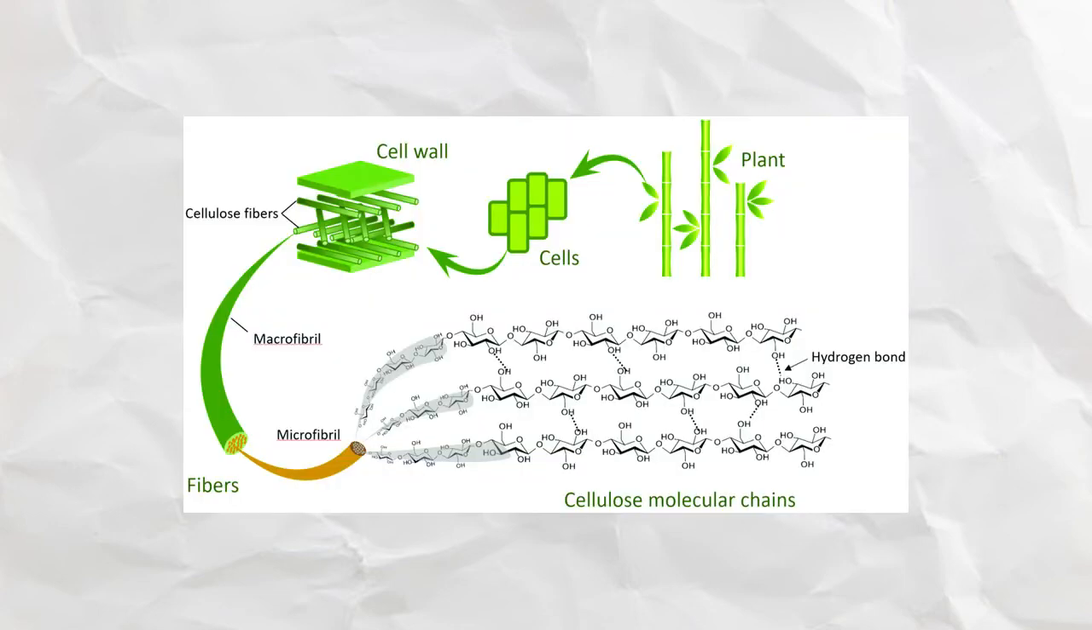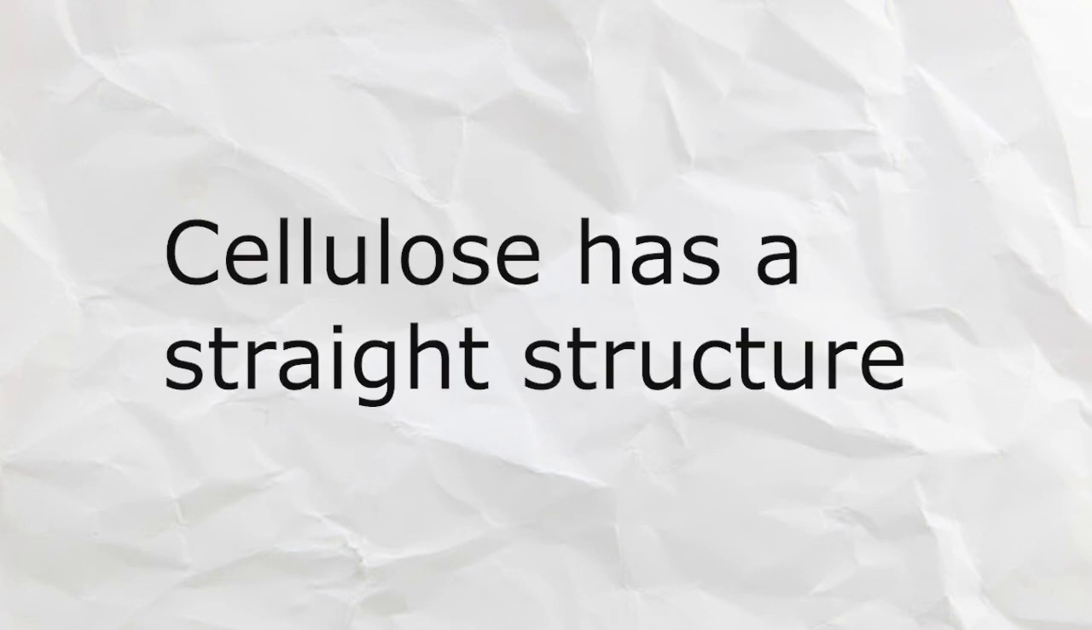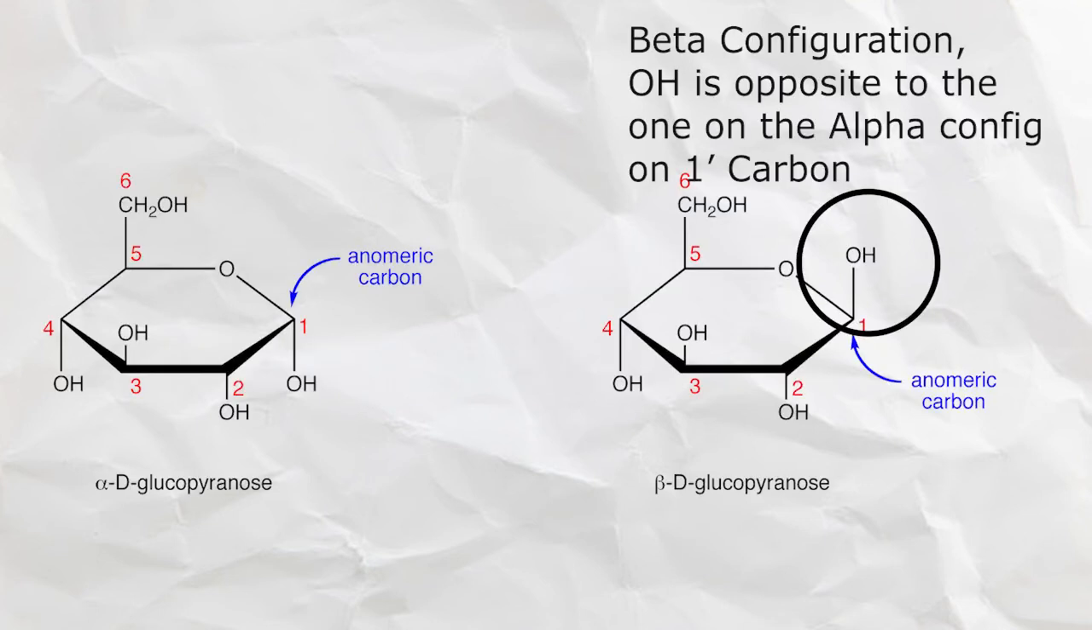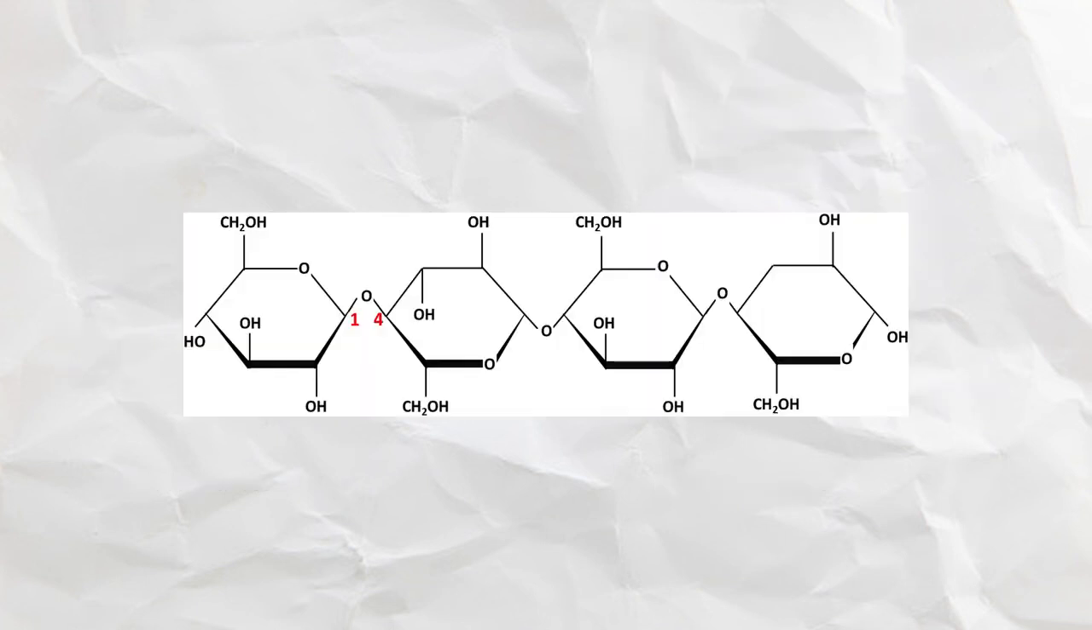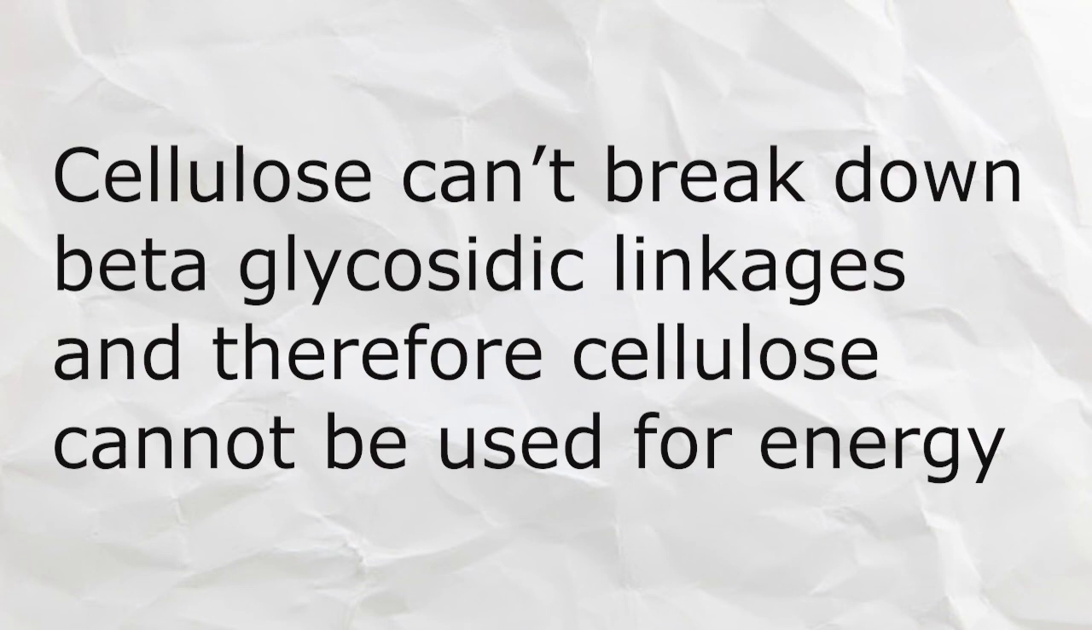Cellulose is a unique sugar polymer in that it is used in the structure of the cell wall in plants rather than energy production. The reason that they are used for cellular structure is that they have a straight structure rather than a spiral one. This is because they have a beta configuration at their first carbon rather than an alpha one, which affects the glycosidic linkage. This also makes cellulose impossible to break down by most organisms because enzymes are meant to break down alpha glycosidic linkages, not beta ones.